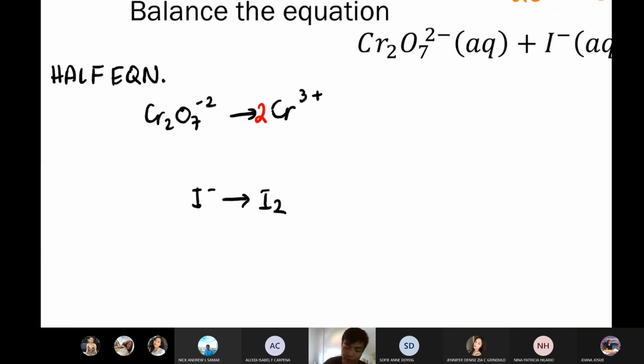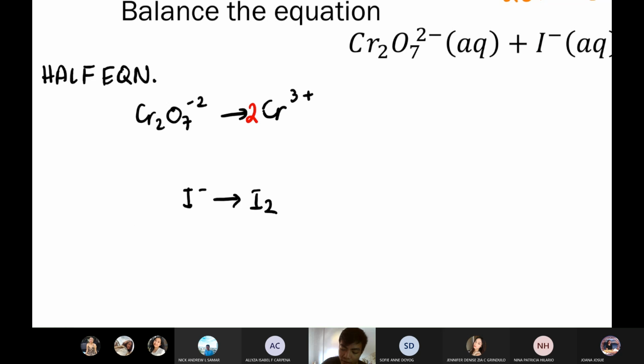Okay. Followed by water, add 7H2O. 7H2O, add 14H plus. Okay. Medyo bibilisan ko na lang, ha. Siguro naman nadaanan nyo na yung steps na to. 7H2O kasi 7 oxygens. 14H plus kasi 14 yung H dito. 7 times 2 is 14.